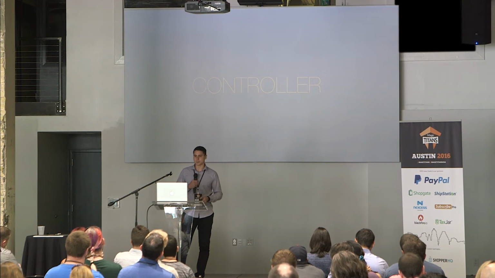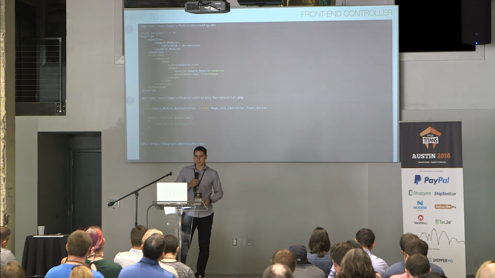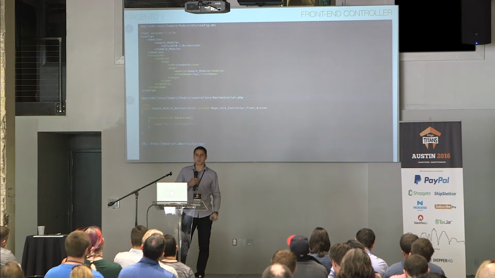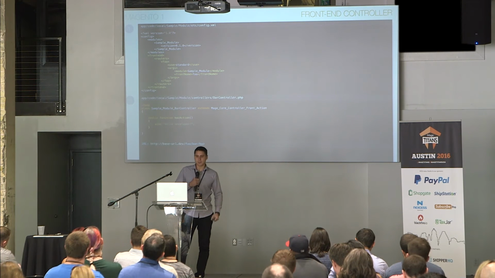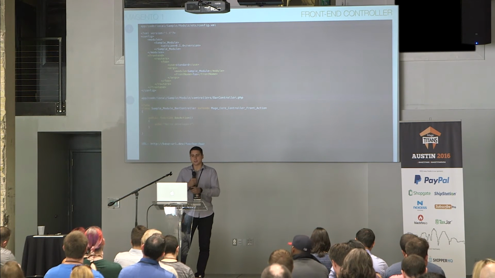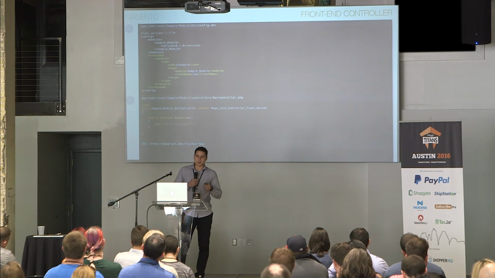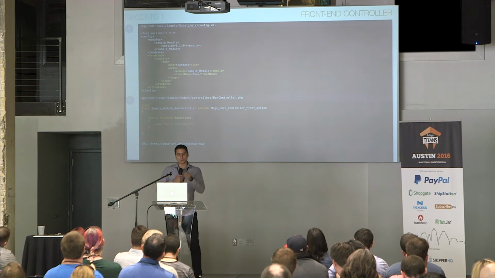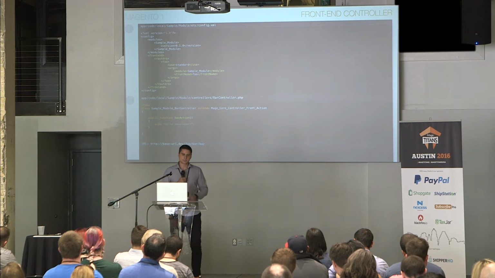Next up are the controllers. In Magento 1, we add the routers node to the config file, and then we create the controller class. In this example, we are creating a front-end controller, so we extend the Mage core controller front action class.